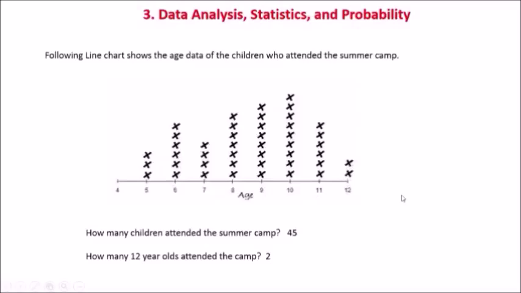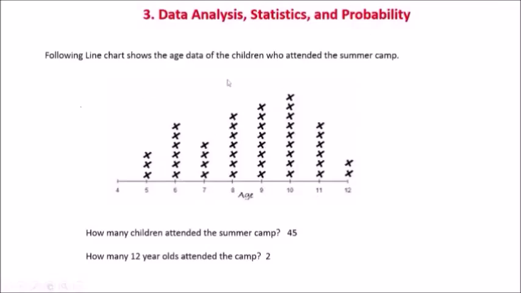So then how many children attended the camp? Each X is a child, so you just need to count 1, 2, 3, and then 4, 5, 6, 7, 8, 9. Like that you count all the X's, and that comes out to be exactly 45. So 45 children attended this camp, okay?